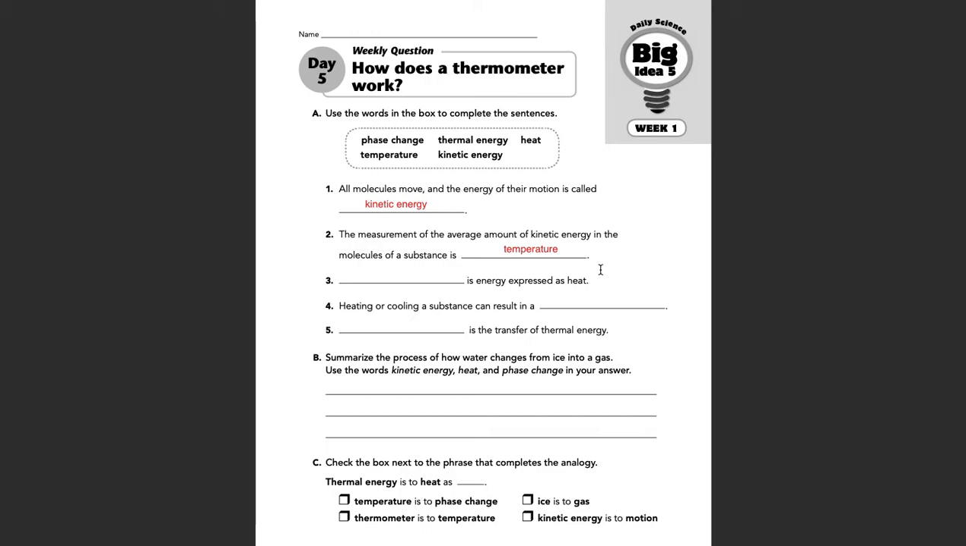Number 3, blank is the energy expressed as heat. So the energy associated with heat, we should know from science class and our energy unit along with Bellwork, is thermal energy.